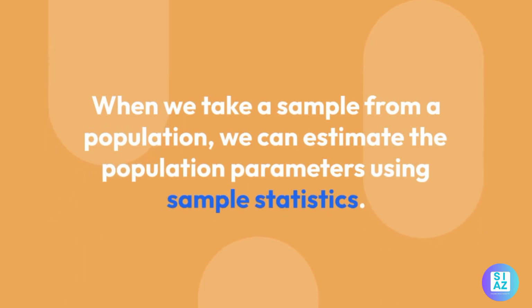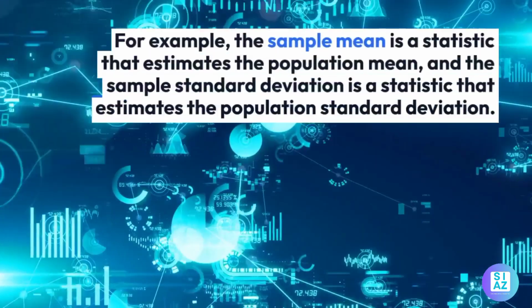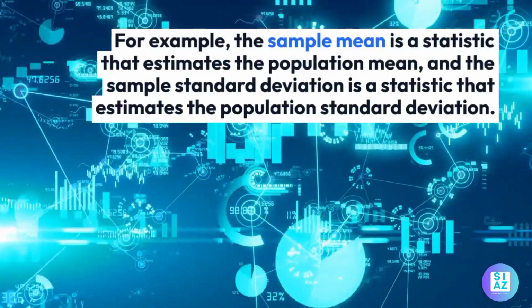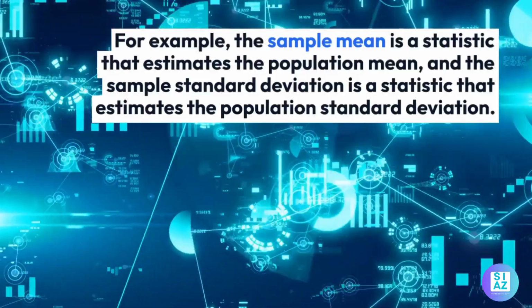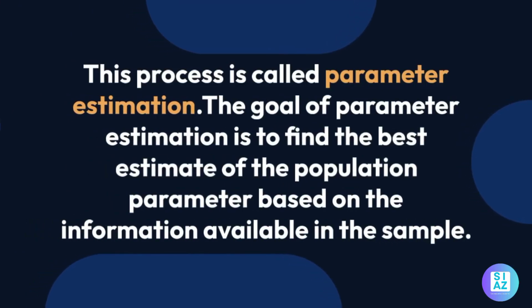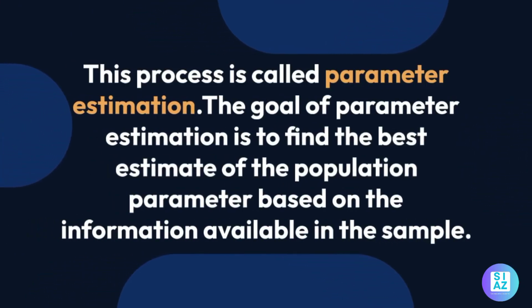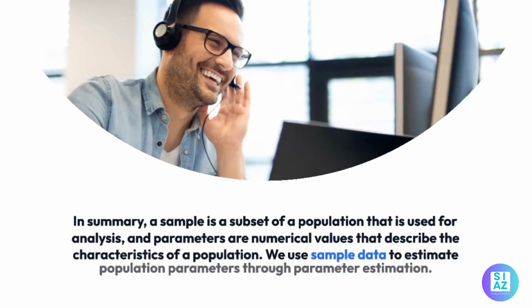When we take a sample from a population, we can estimate the population parameters using sample statistics. For example, the sample mean is a statistic that estimates the population mean, and the sample standard deviation is a statistic that estimates the population standard deviation. The process of using sample statistics to estimate population parameters is called parameter estimation.